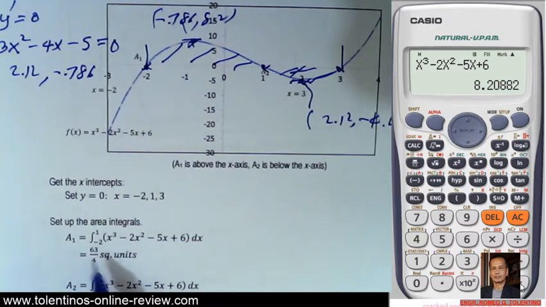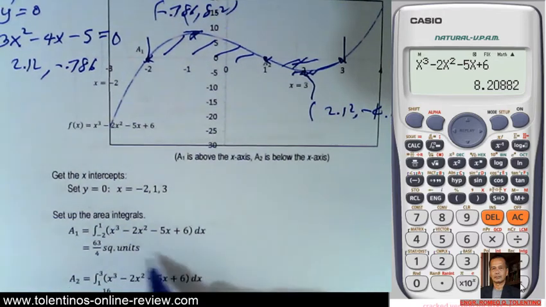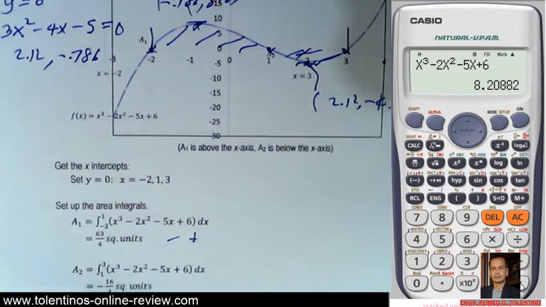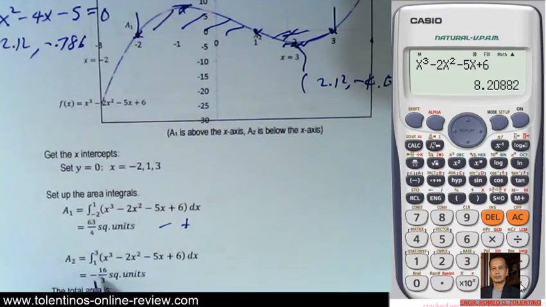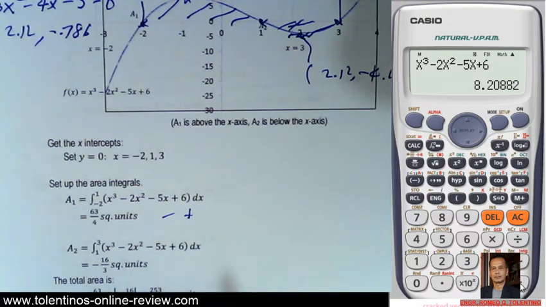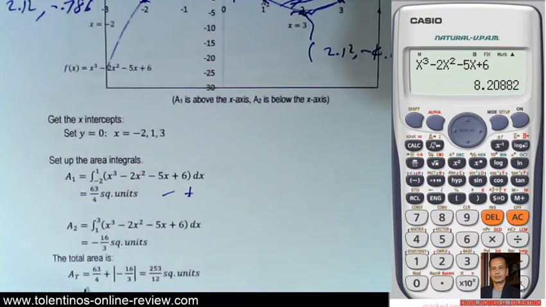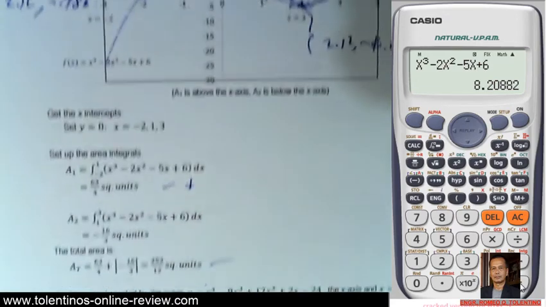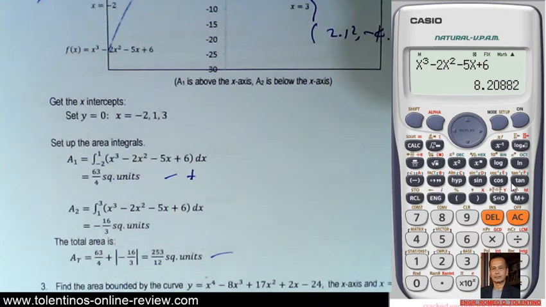Okay, area 1 is integrate this from negative 2 to 1. Then just take advantage of your calculator. The value that you will get here is positive. And then area 2, integrate this from 1 to 3, and the value that you will get is negative. And just add the absolute values of the two areas, and you will have this value.